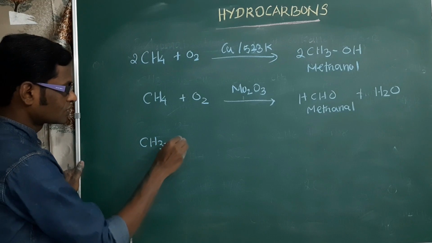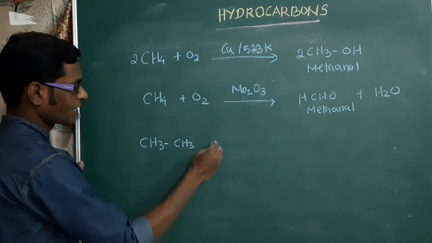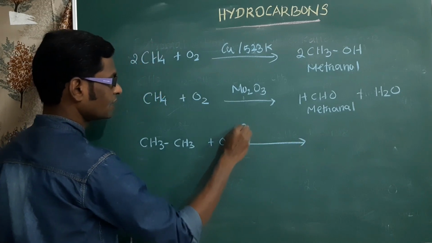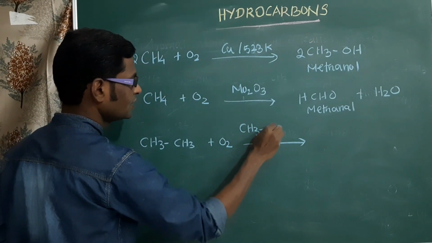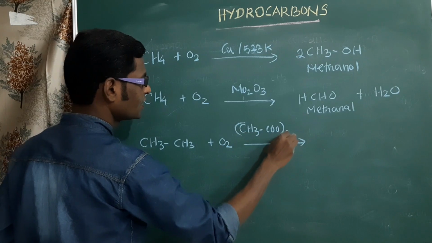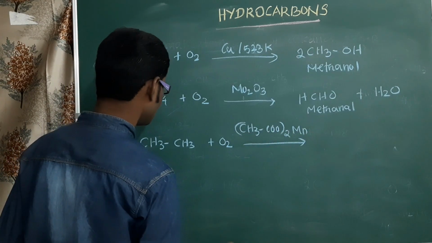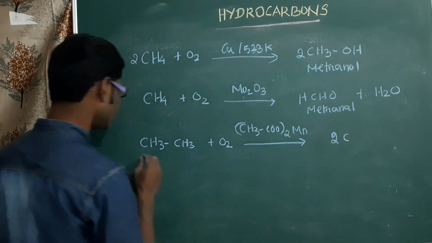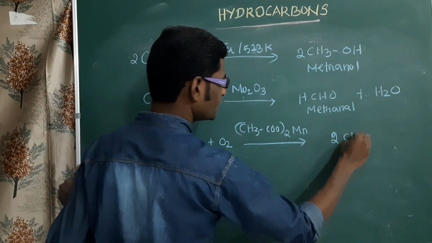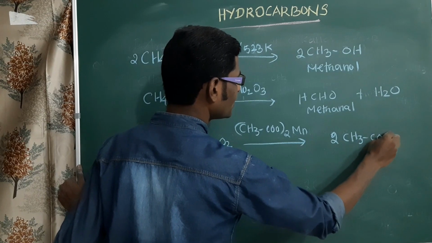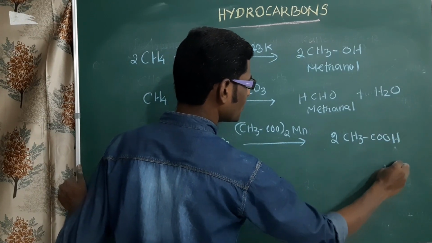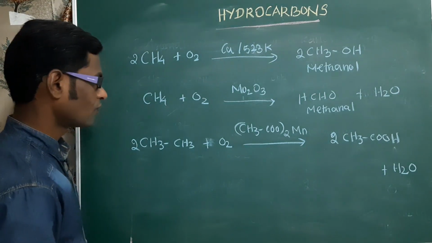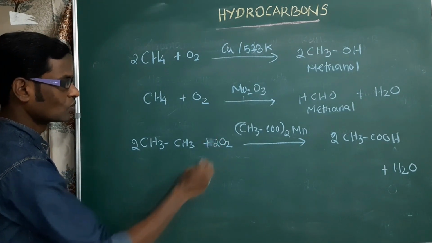Ethane will be oxidized into ethanoic acid in the presence of manganese acetate, (CH3COO)2Mn. Ethane is oxidized into ethanoic acid. We will take 2 molecules of ethane oxidized into 2 molecules of ethanoic acid plus H2O. The number of oxygen required is 4, so we will take 2 molecules of O2.